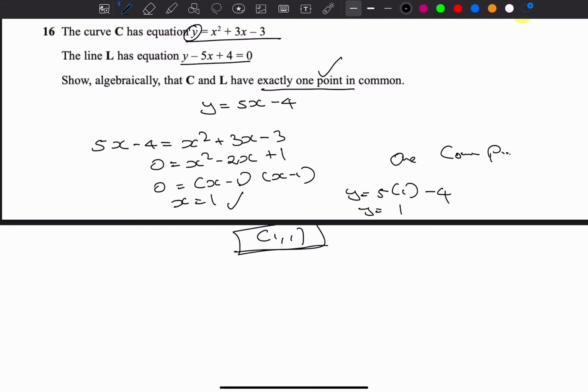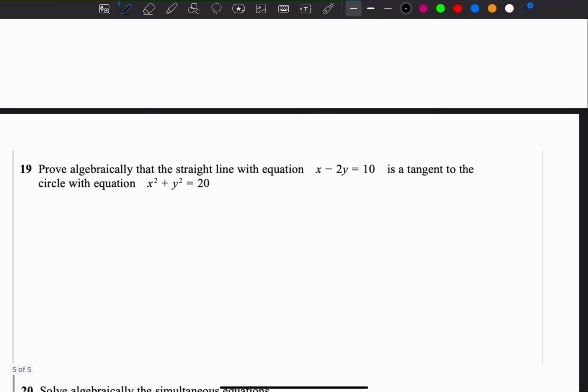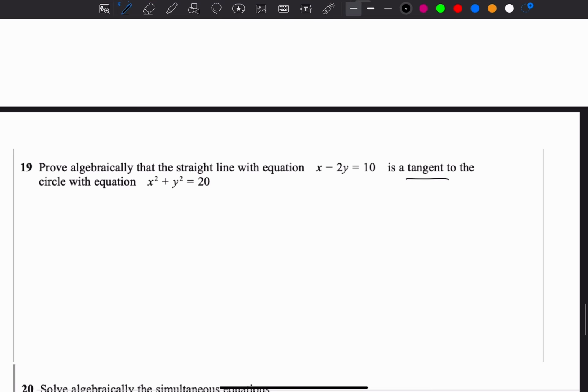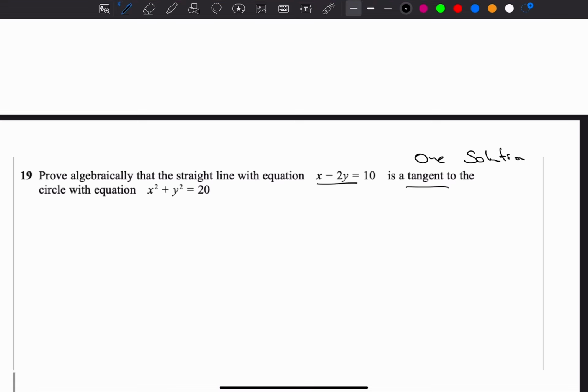Right? Next one, same thing. It is tangent. If it's tangent, it has only one solution. That's what it means. So make x the subject here. x is equal to 10, not minus 2y, move it, plus 2y. Substitute it here. Instead of x, you write 10 plus 2y, squared, plus y squared equals 20.